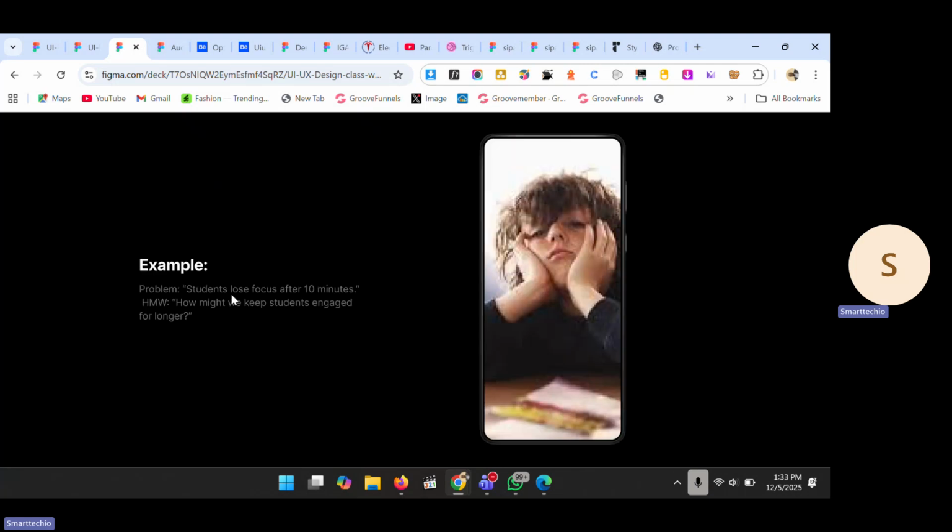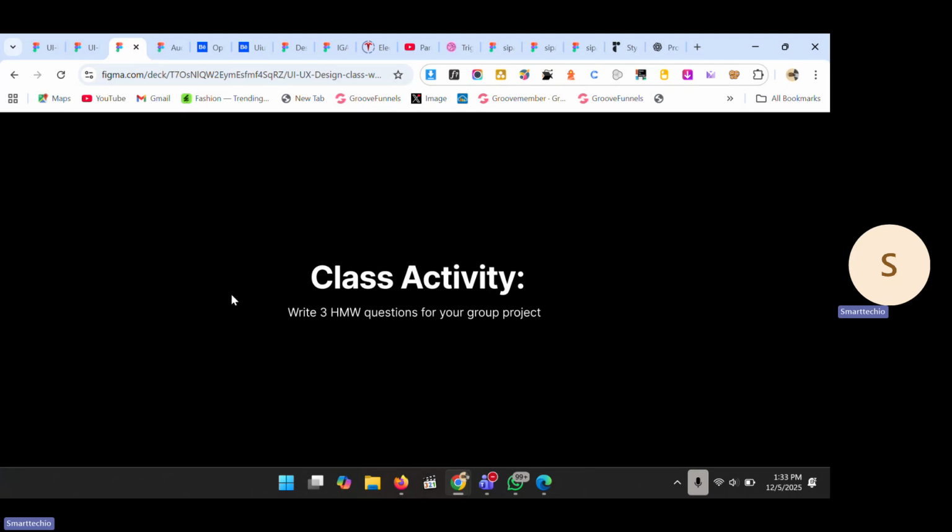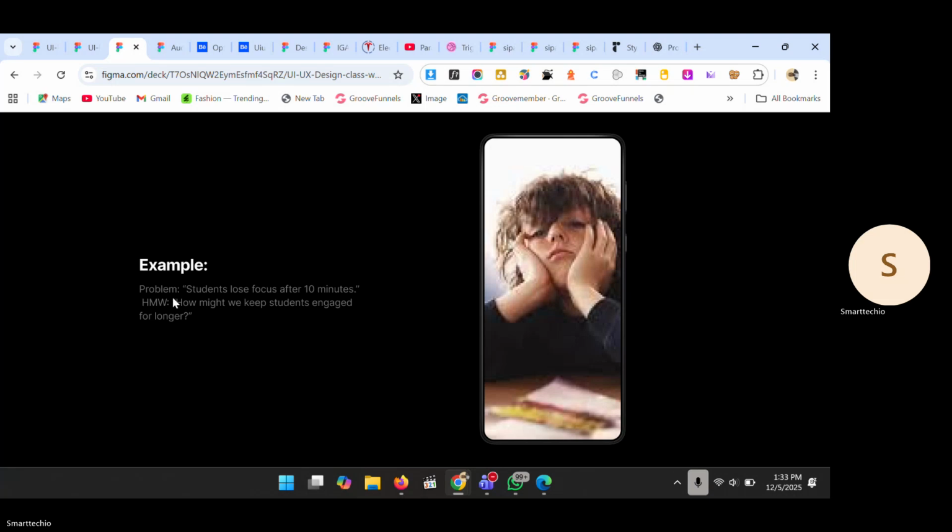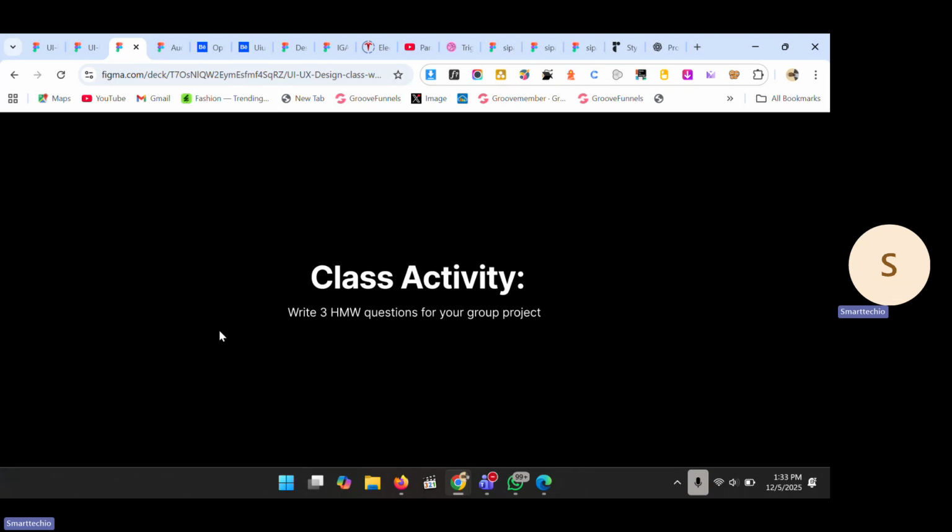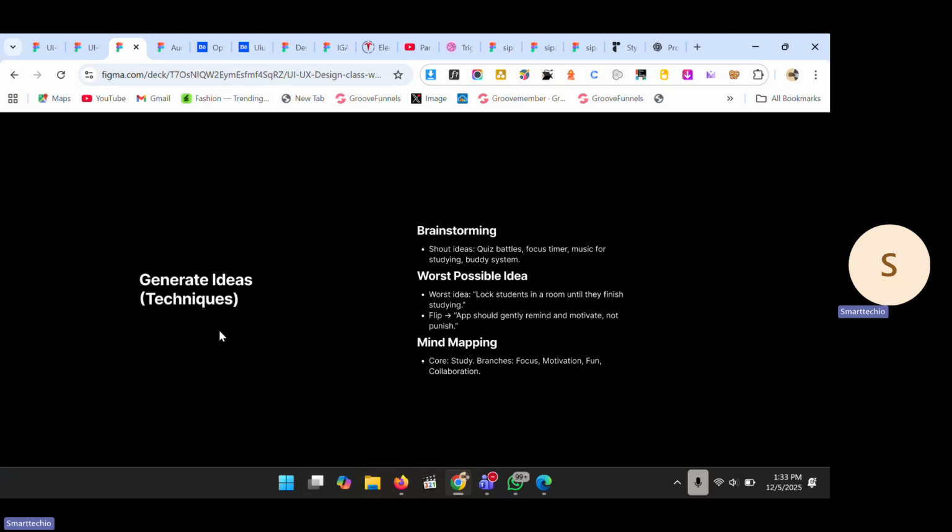For example, problem setting: students lose focus after 10 minutes. How might we keep students engaged for a longer time? So then you use How Might We to solve the problem, then you keep having a lot of ideas, ways to solve the kind of problems. So let's proceed.